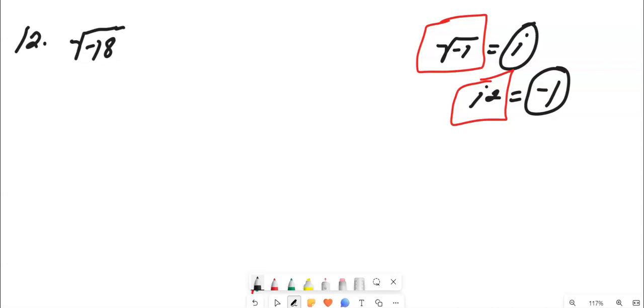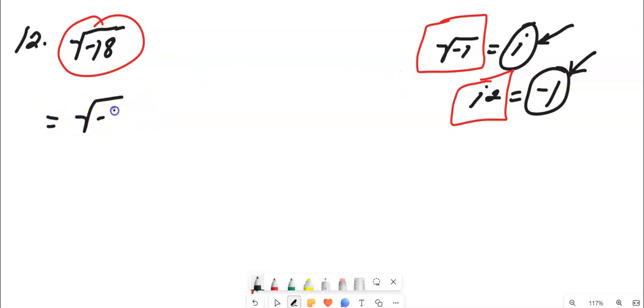So recall that when it comes to imaginary numbers, if you have the square root of -1, that is your i. Or if we have i squared, that will be -1. So as soon as you see this type of problem, you should perform the very first step, which is pulling out that -1. So we have -1 times the square root of 18.